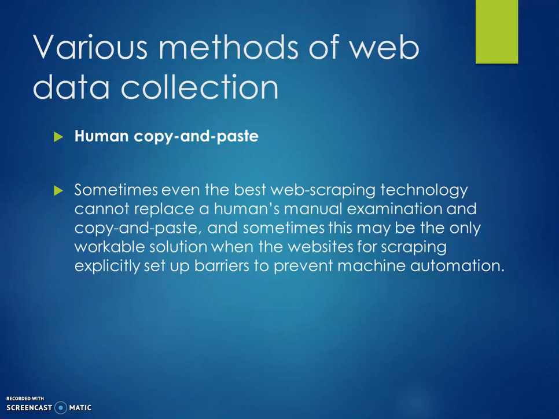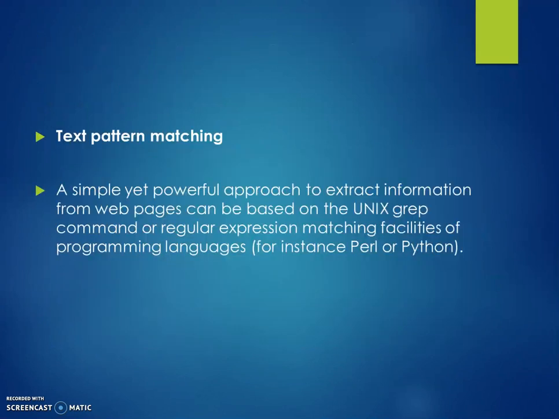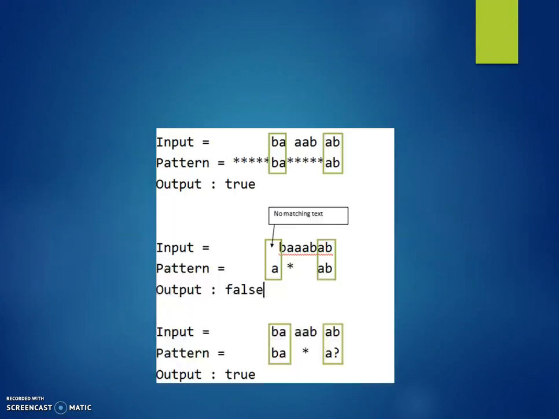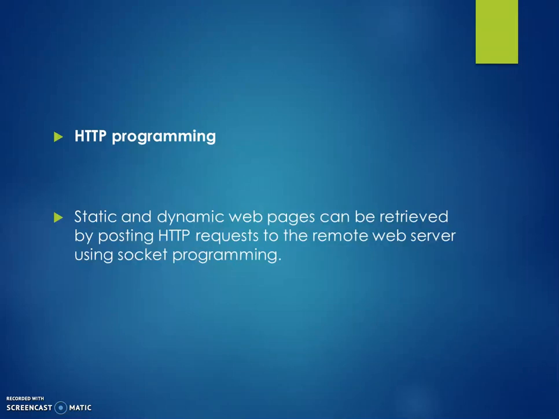First thing is human copy paste, which is often what we do. The second thing is text pattern matching. Text pattern matching is using Python or programming languages like that and matching the text meaning and saving this. For example, a pattern will be there, the input will be there. If the output is true, we'll match it. Similar to this. The second thing is HTTP programming.